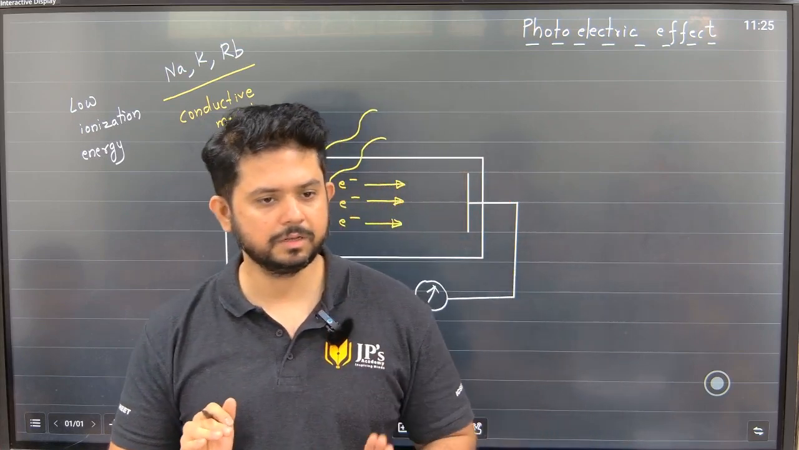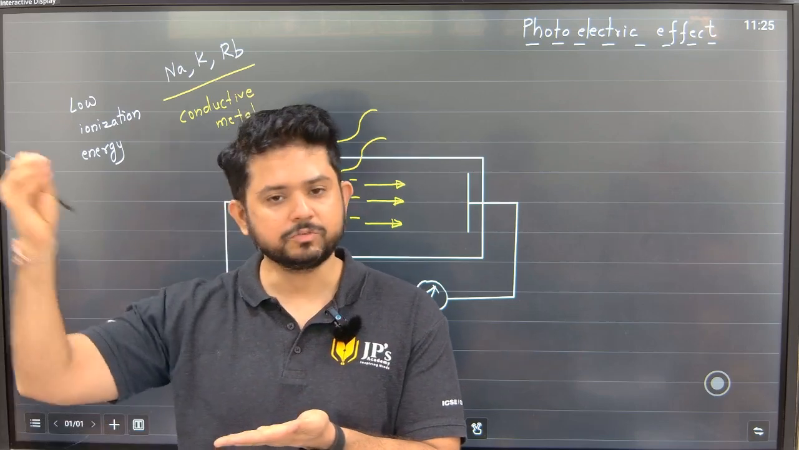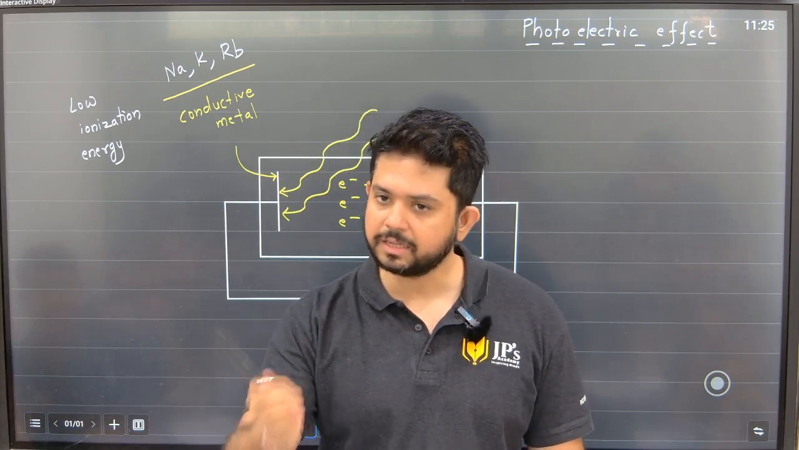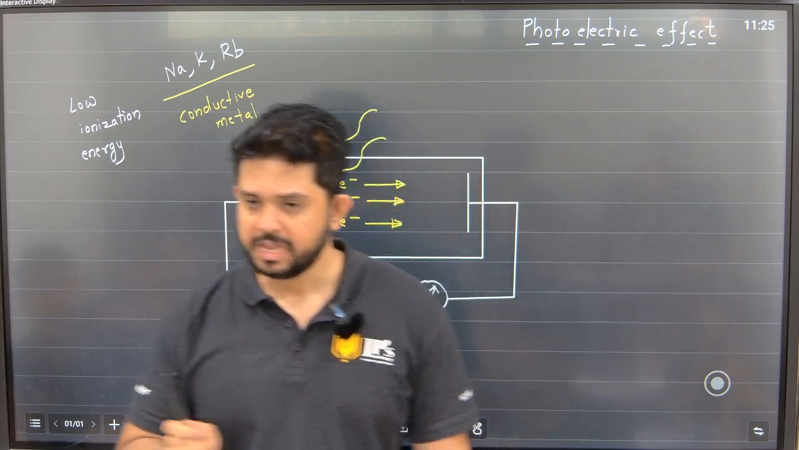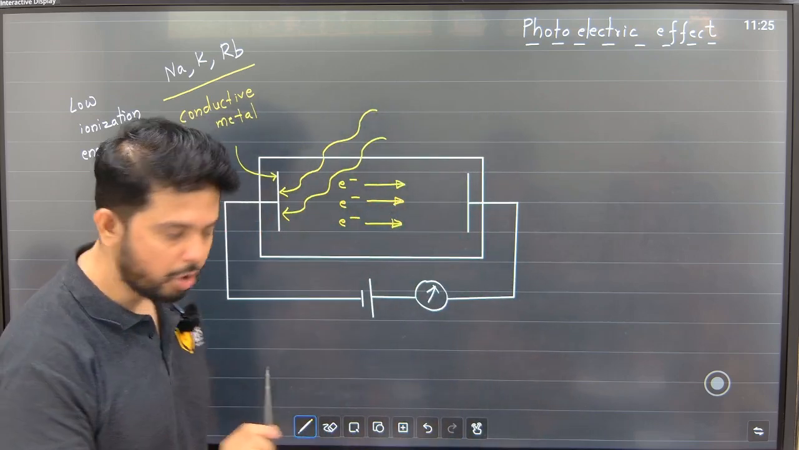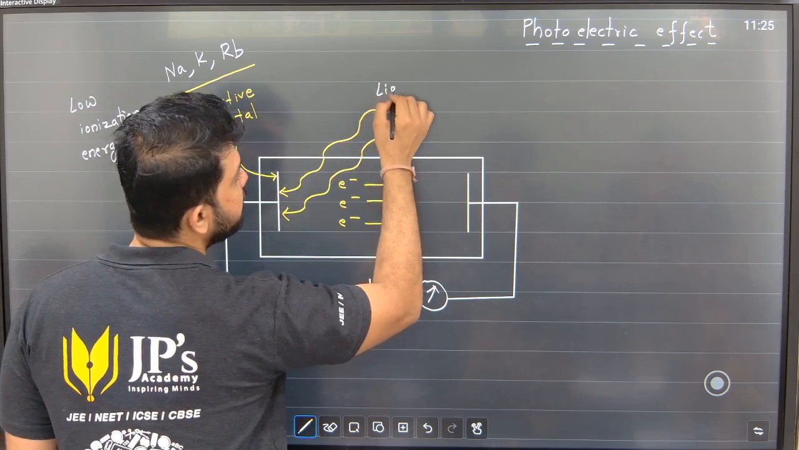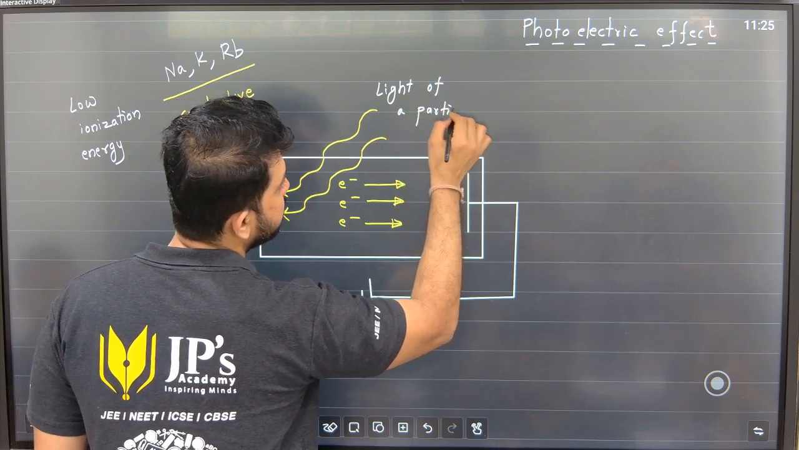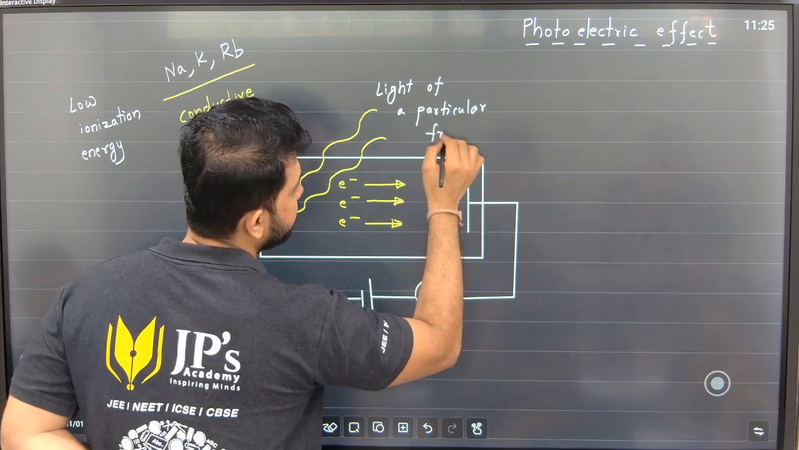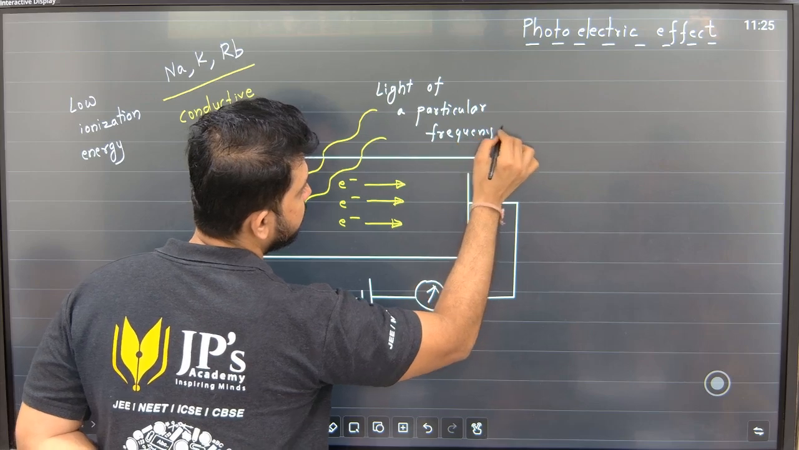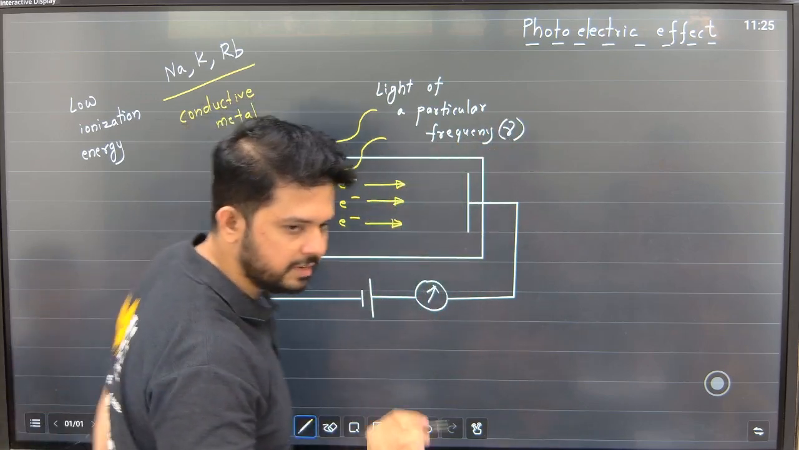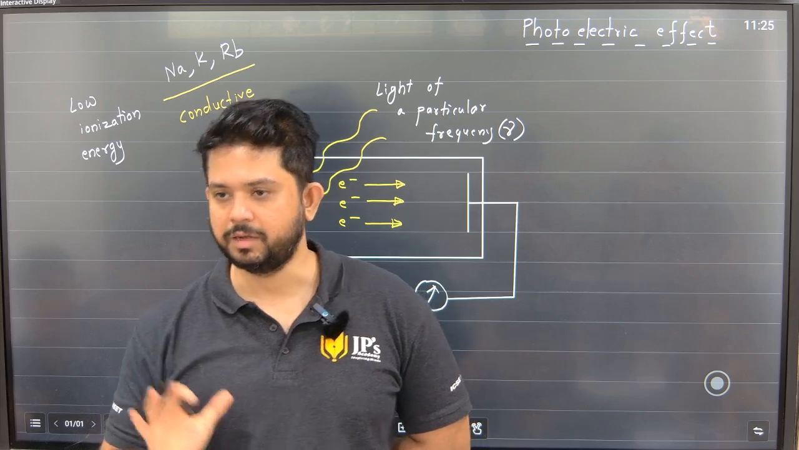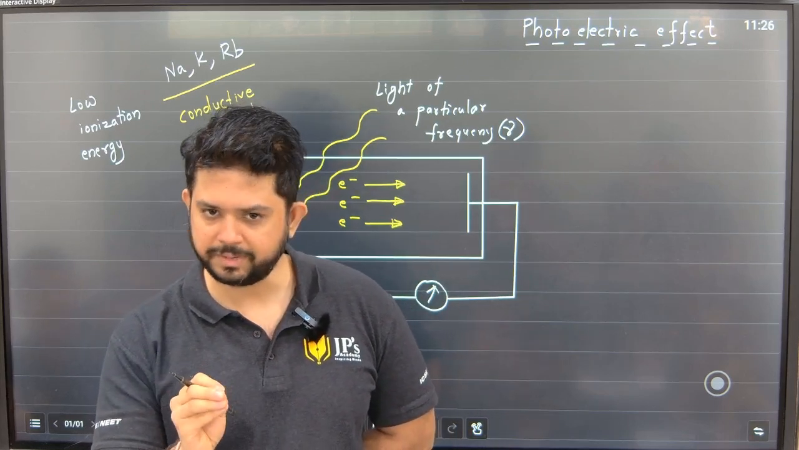Again, in simple language, he has a metal on which light was incident. Now it's not that with any light, electrons came out of the metal surface. This light had to be of a particular frequency. Only when light of a particular frequency was incident on the metal did electrons come out of the metal. Okay? This was the experiment done.